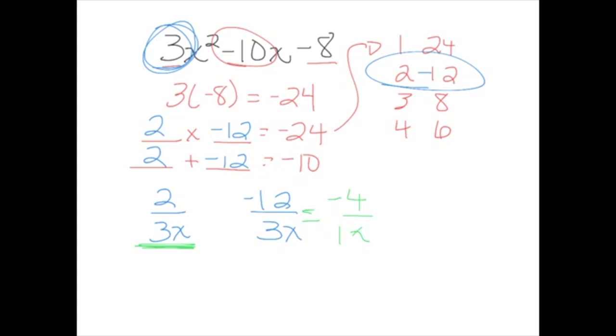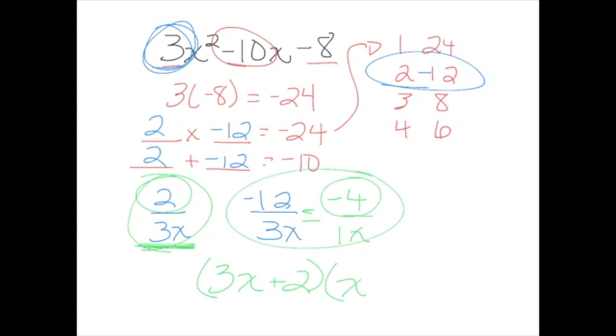And here's where our binomials are. From the first fraction, I get 3x plus 2, since the 2 is positive. From the second one, I get x minus 4. And this is my factored polynomial. Let's look at a third example.